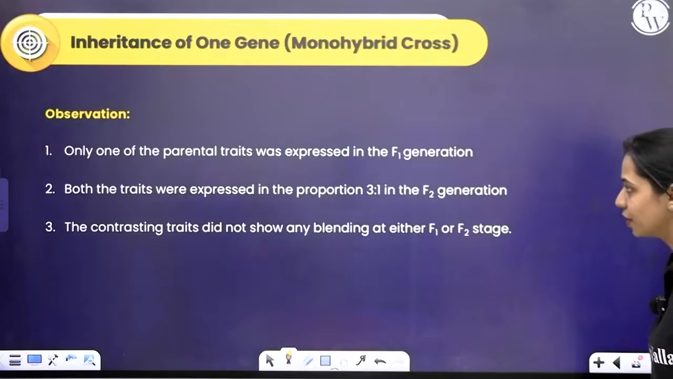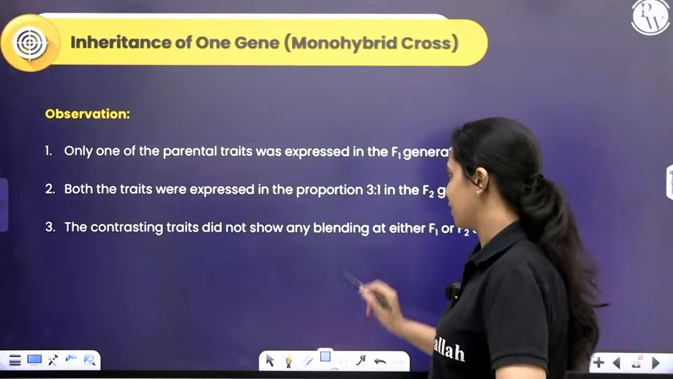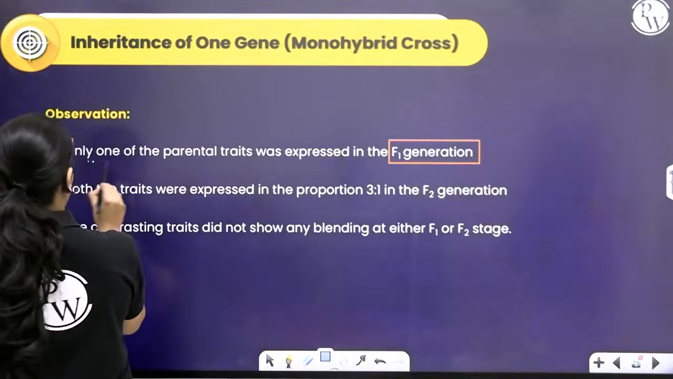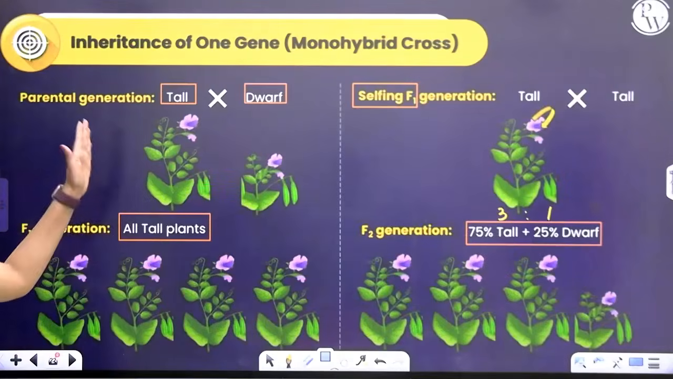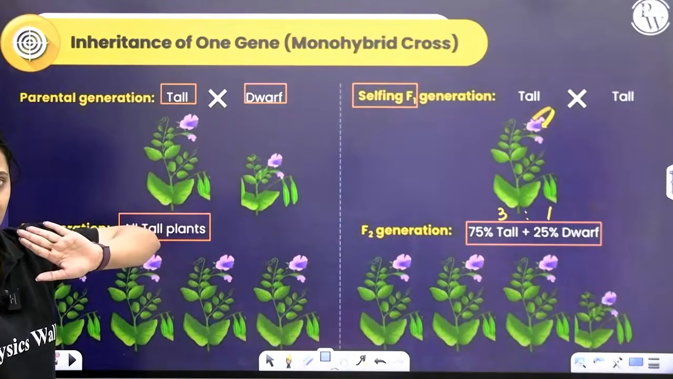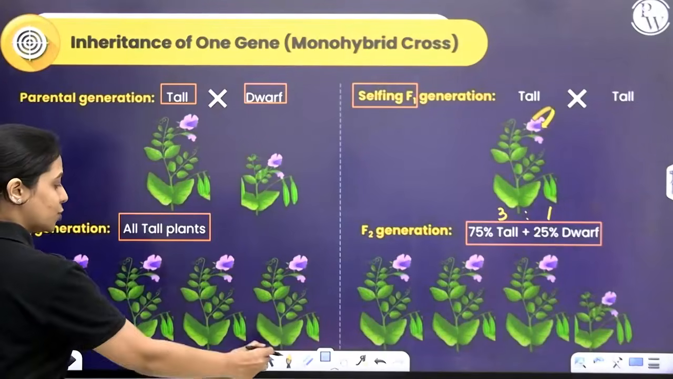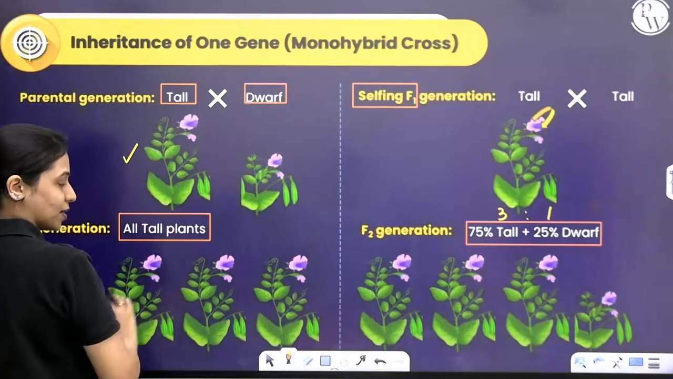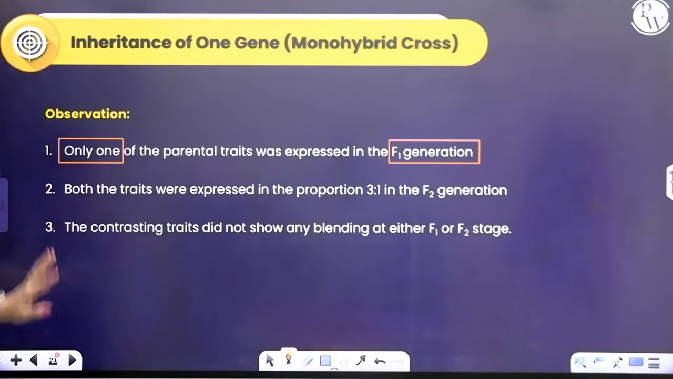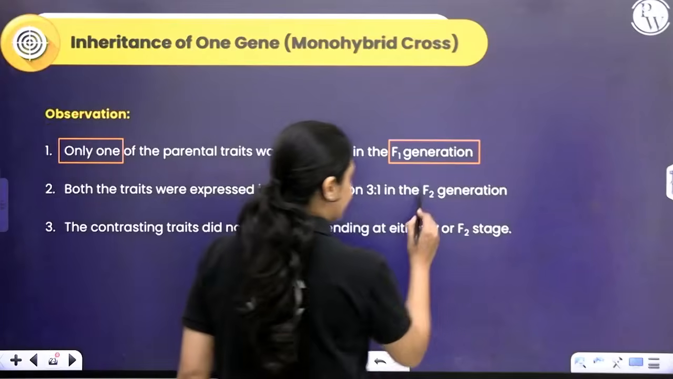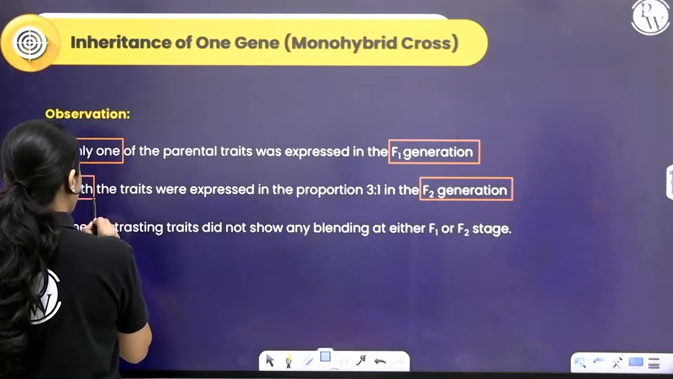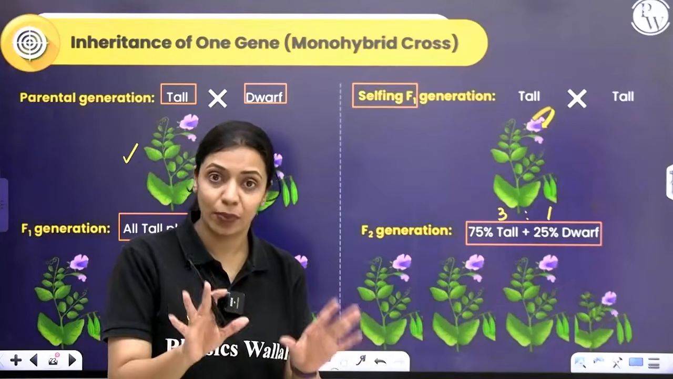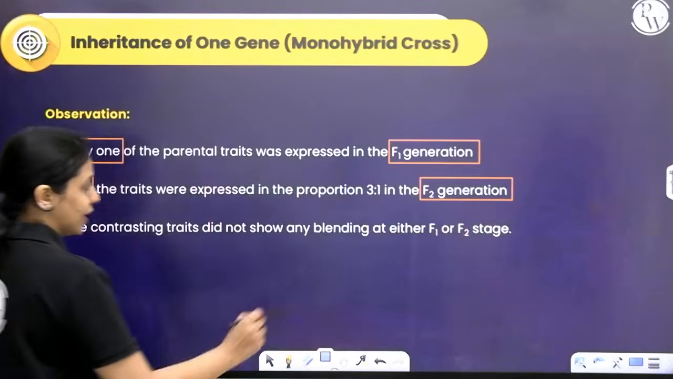So what did he observe? He observed, the first observation is that in the F1 generation, only one of the parental traits was expressed. See, there was one tall parent and there was one dwarf parent. In the F1, all of them showed only this parent's feature, character, right? Only this trait was expressed. That is his first observation. What is the second observation? In the F2 generation, both the traits were expressed, and they were expressed in a 3:1 ratio.